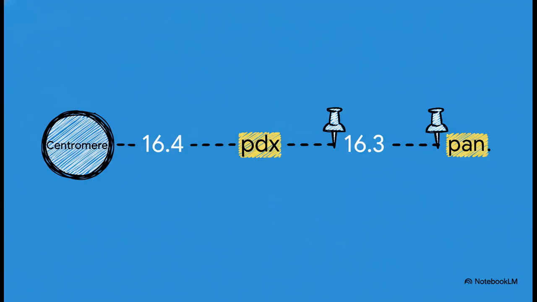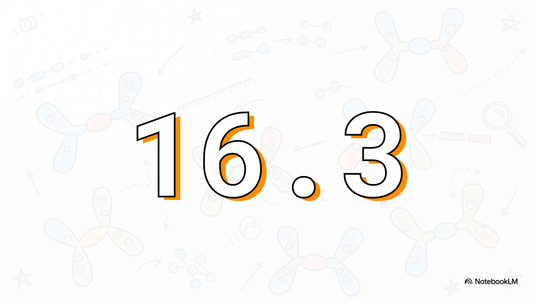And here it is, our final map. We start at the centromere, we travel 16.4 map units to find the PDX gene, and then we keep going down the chromosome to find the PAN gene. But hang on, what's that last number? The distance between the 2 genes themselves? That last distance is just simple subtraction. The total distance from the start to PAN is 32.7. The distance to PDX is 16.4. So the distance between them has to be 32.7 minus 16.4, which gives us 16.3 map units.